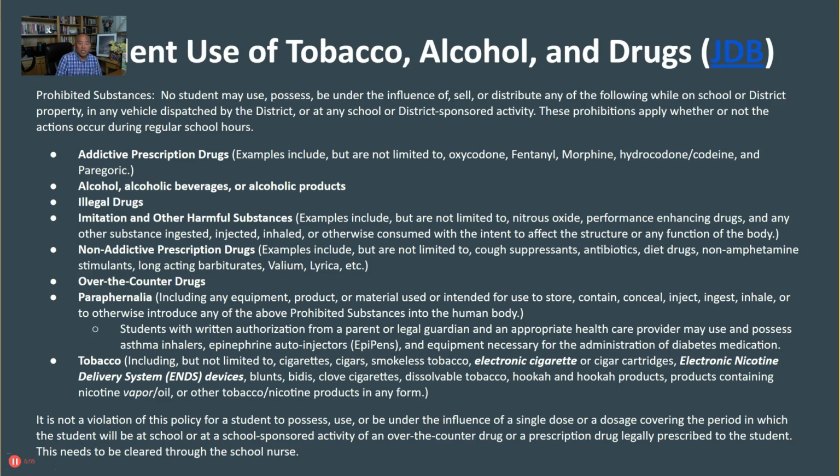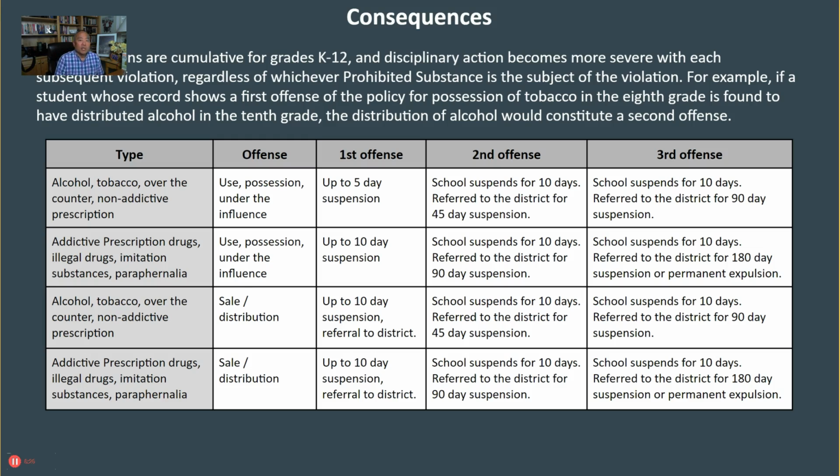It is not a violation of this policy for students to possess, use, or be under the influence of a single dose or dosage covering the period in which a student will be at school or at a school-sponsored activity of an over-the-counter drug or prescription drug legally prescribed to the student. Consequences. There are consequences for violation. Here you'll see the type of offense, if it's your first offense, second offense, or third offense. Okay? And you can refer to this chart if you have questions about that.